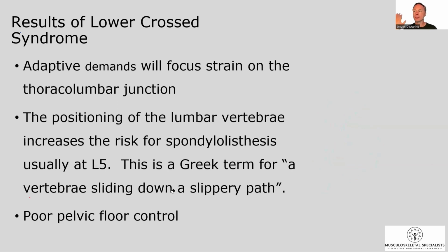So if it's low back, fix your thoracic cavity. Go and fix the TL junction, especially. Okay, but what happens if you're chronically in this lower cross syndrome? Well, there's a thing that happens over time as you degenerate. It's called spondylolisthesis. Spondy meaning back. Okay, usually at L5. It's a Greek term meaning a vertebra sliding down a slippery path.